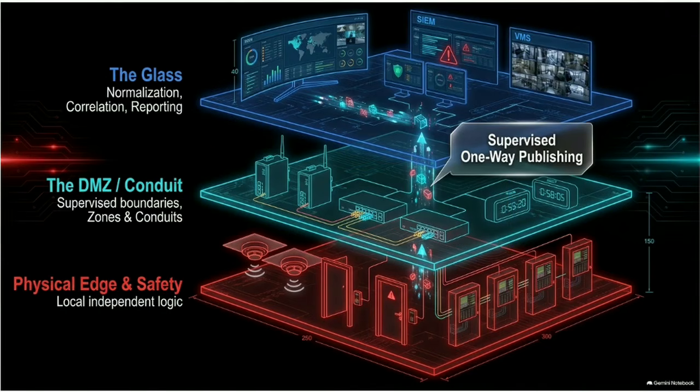Layer 2 is the DMZ. This supervised boundary contains redundant gateways, firewalls, and time servers. It strictly controls what data is allowed to pass upward.